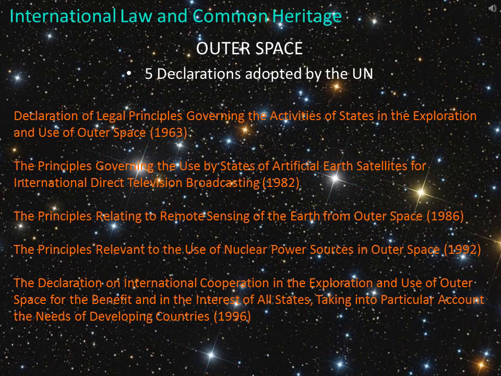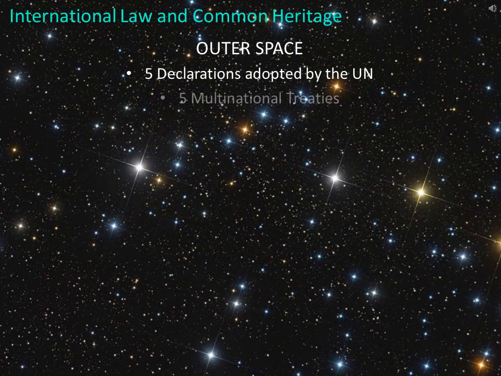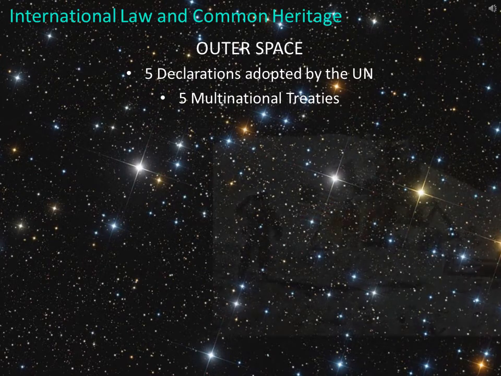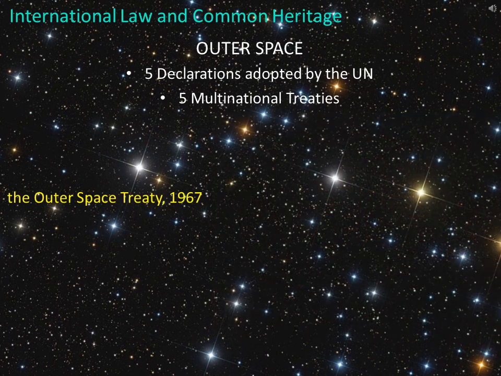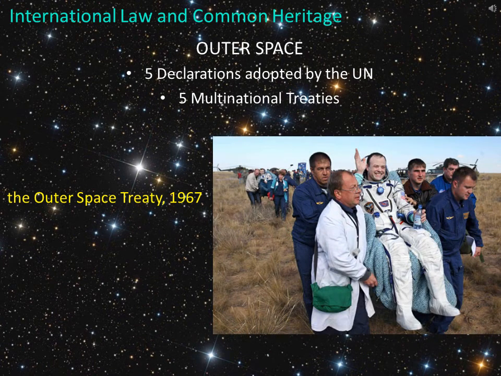The following space law treaties have been widely ratified and are currently administered by the United Nations Committee on the Peaceful Uses of Outer Space. The Treaty on Principles Governing the Activities of States in the Exploration and Use of Outer Space, including the Moon and other celestial bodies, 1967, otherwise known as the Outer Space Treaty. The Agreement on the Rescue of Astronauts, the Return of Astronauts, and the Return of Objects Launched into Outer Space, 1968, also known as the Rescue Agreement.